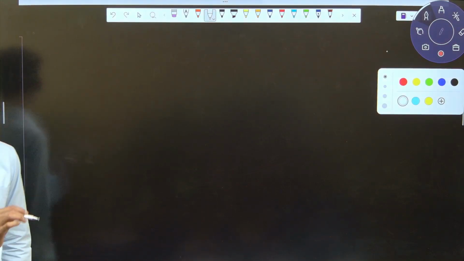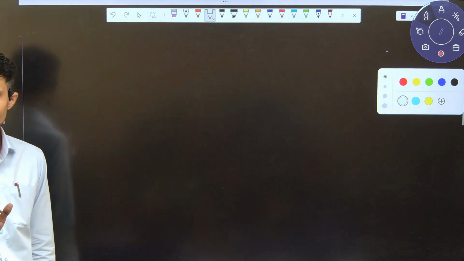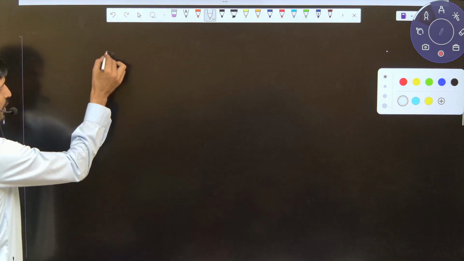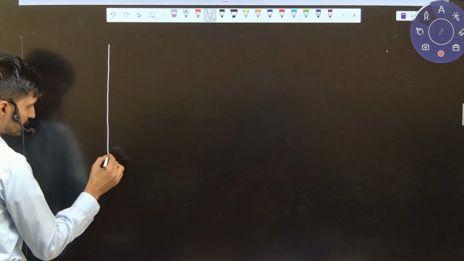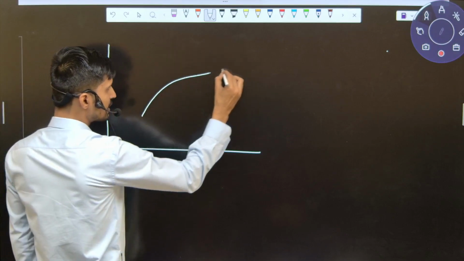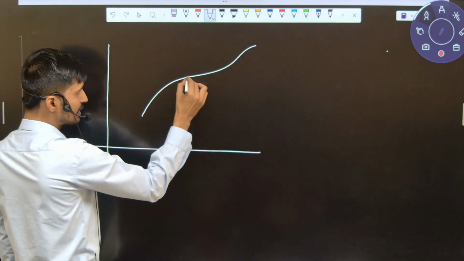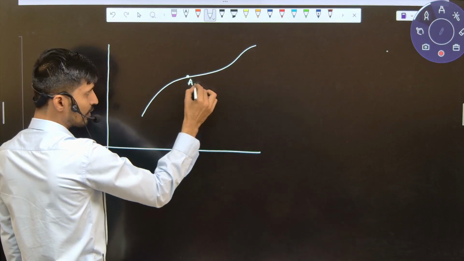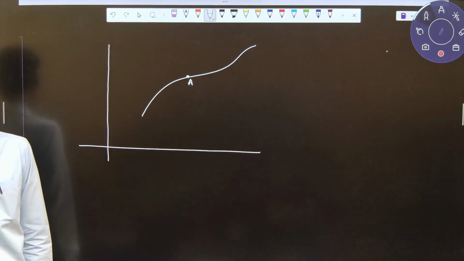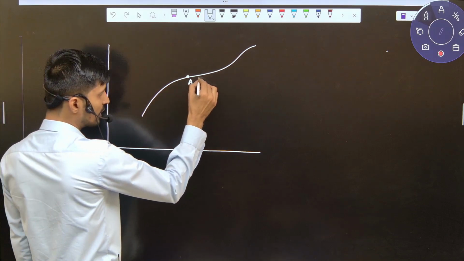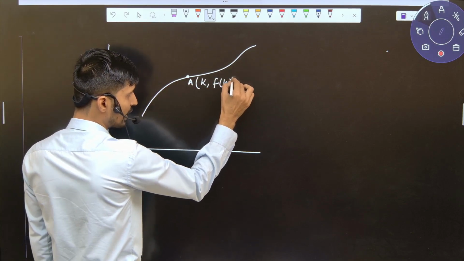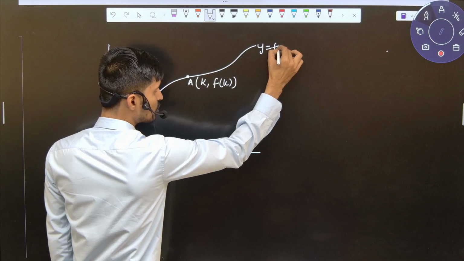Okay, now we are going to write the proper theory. Suppose this is our y-axis, this is our x-axis, and this is some function. And this is some point A where I want to check at that point whether the function is continuous or not. Let's say here the x coordinate is k and the y coordinate is f of k. And this is y is equals to f of x.